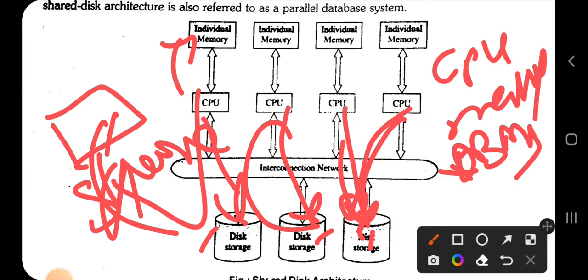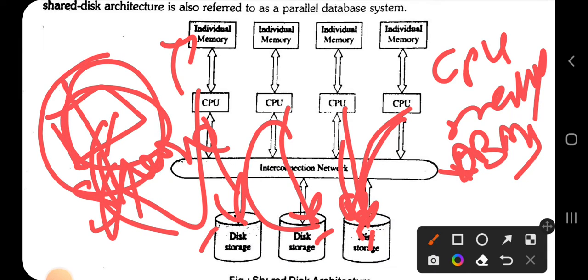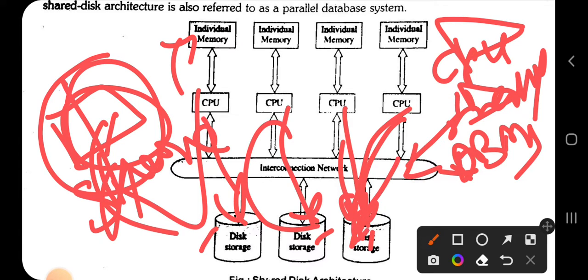The major difference here is that in the previous one, the shared memory would become a bottleneck when we have a number of CPUs. But even if you use a number of CPUs in this architecture, each will have its own individual memory and its own DBMS to maintain the queries. It just needs to go through the interconnection network and then access the data. That's it. This is how the shared disk architecture works.